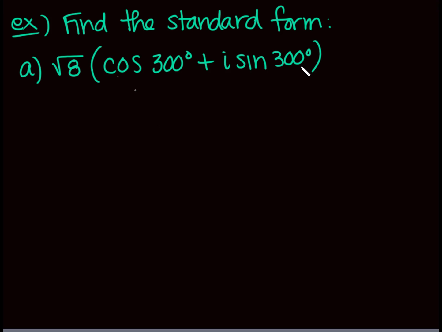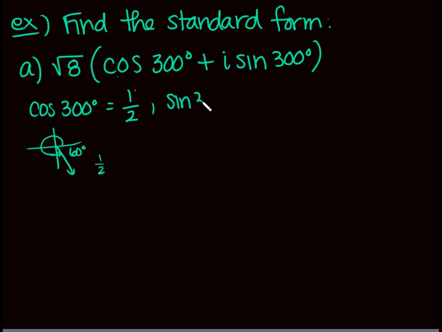So this is as easy as actually taking the cosine of 300 and the sine of 300. 300 degrees is in the fourth quadrant. It has reference angle 60 degrees. Cosine of 60 degrees is 1/2, and in the fourth quadrant cosine is positive, so that's a positive 1/2. The sine of 60 is root 3 over 2, and sine is negative in the fourth quadrant, so this must be a negative root 3 over 2.